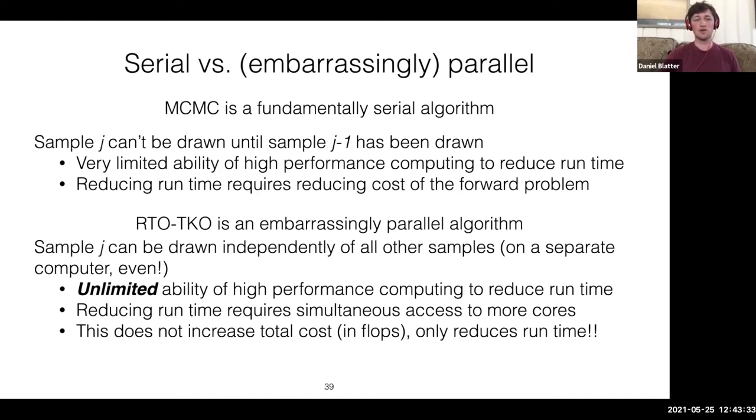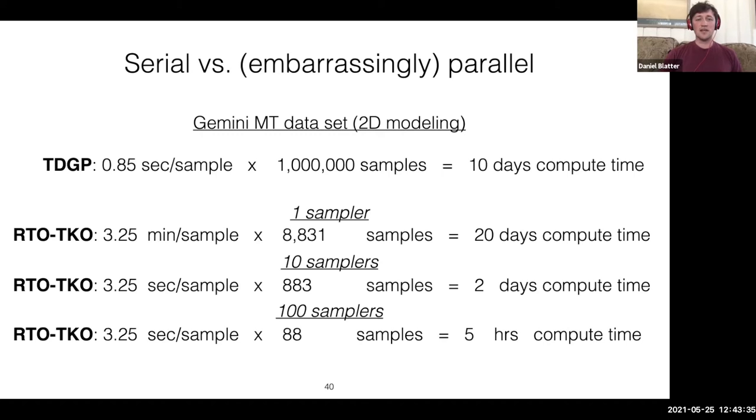So to make this more concrete, let's talk about that Gemini dataset. It's 2D modeling. The forward operator took about 0.85 seconds to run. So TDGP could draw a sample every 0.85 seconds. At a million samples, that's 10 days of compute time. And by the way, 0.85 seconds is really fast for 2D MT modeling. But still, it took 10 days of compute time, which isn't horrible, but it's not fast either.